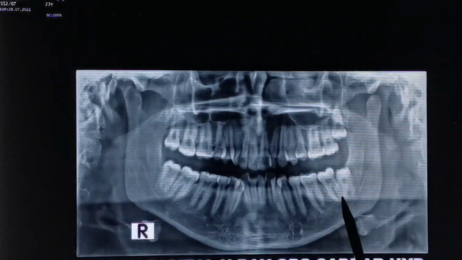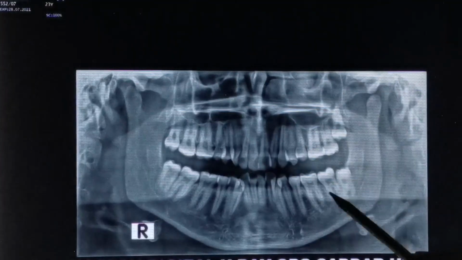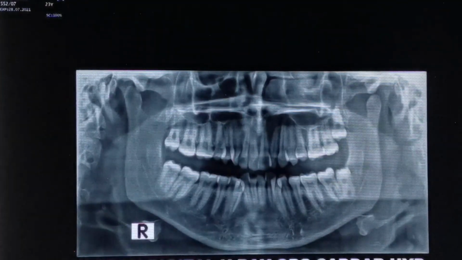So as you can see here, in these teeth, what kind of infection will be shown? There will be a radiolucent or dark area underneath the tooth that will show any kind of infection-related problem. So the dentist can rule out the infection and treat it accordingly.